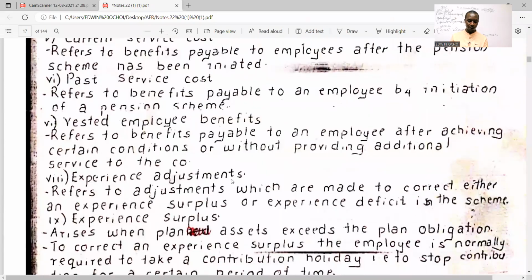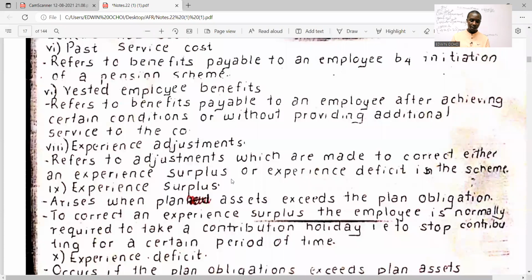Vested employee benefits are benefits payable to an employee after achieving a certain condition or without providing additional service to the company. Experience adjustments refers to the adjustments which are made to correct either experience surplus or experience deficit.